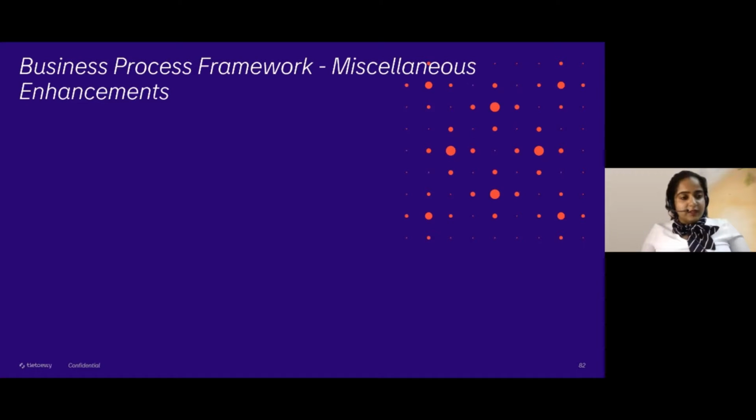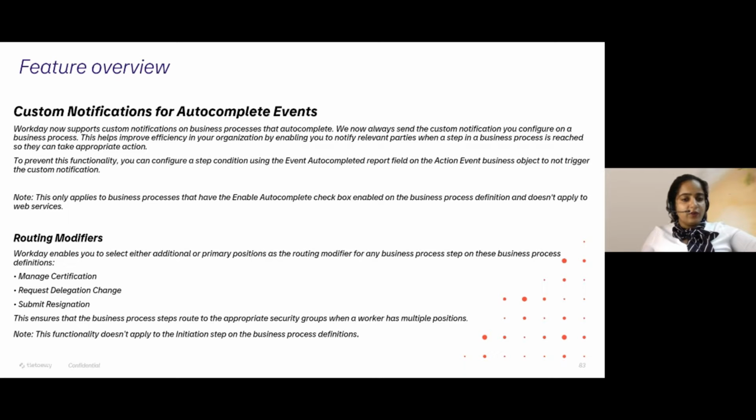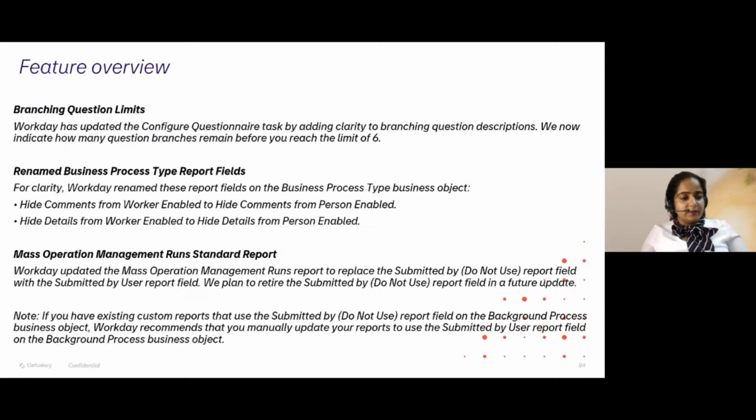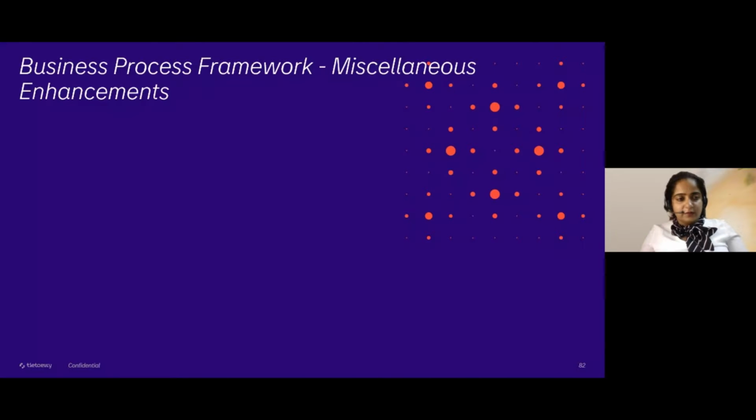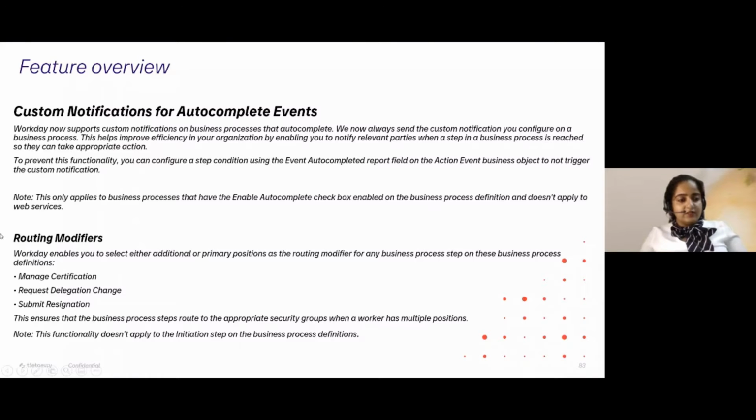That was with respect to the dashboard thing. Coming to business process framework miscellaneous enhancements. So there is a custom notification for autocomplete events. There is it for routing modifiers. Then for branching question limits, renamed business process type report fields, and mass operation management run standards. So the business process framework will be able to have all these features.